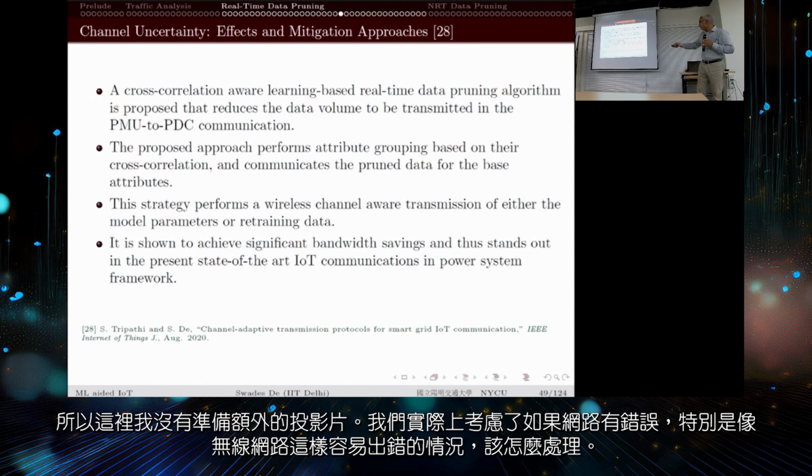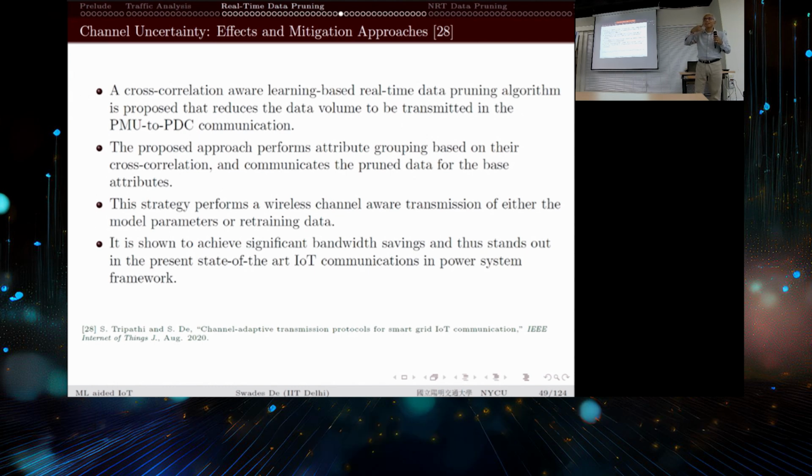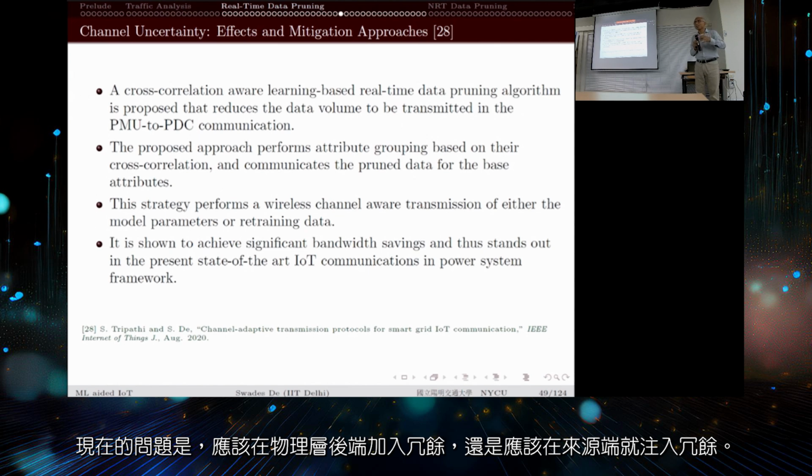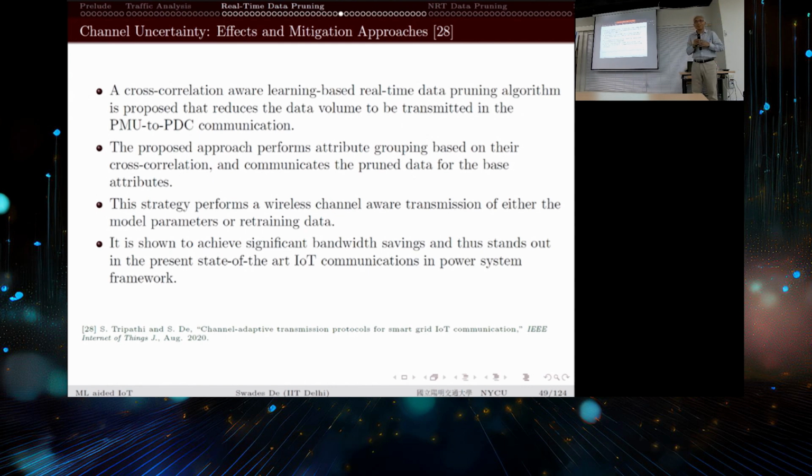So I have not prepared additional slides here. We have actually considered that if the network is error prone, because for example if the network is wireless, then how do I deal with such a situation when I have some very time critical data to be transmitted, and how to protect them actually. So I have to put some redundancy. Now the question is whether to put the redundancy later at the physical layer, or should I rather inject the redundancy at the source? So this is actually a joint source and channel coding you can think of actually.